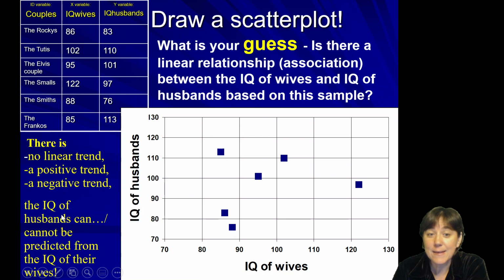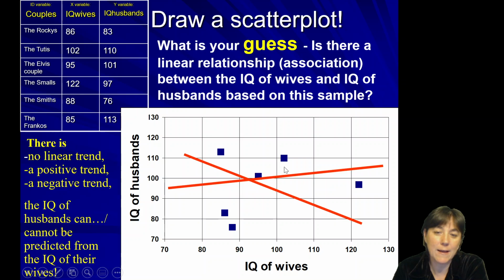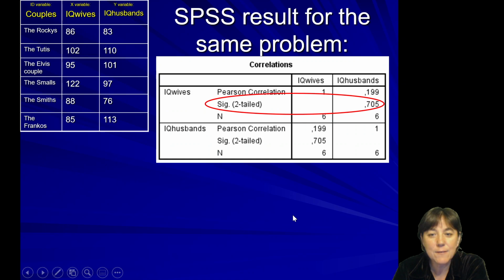Bottom line is that the IQ of the husband cannot really be predicted from the IQ of their wives. And if you were to put this in a statistical program, it wouldn't give you two lines. I'm just demonstrating some guesses of how the lines fit. It would give you a positive line, but the result would be a non-significant relationship, okay?